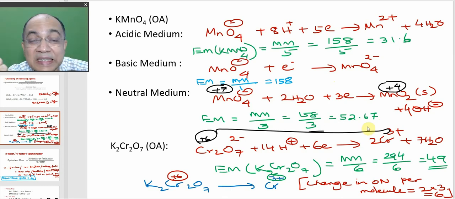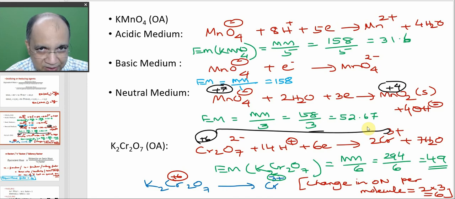What is our basic interest? Why are we studying equivalent mass? It is because we will see that all chemical reactions take place in equivalence. Mole wise it may be 1:5, 2:3, like that, but equivalent wise it is always 1:1.